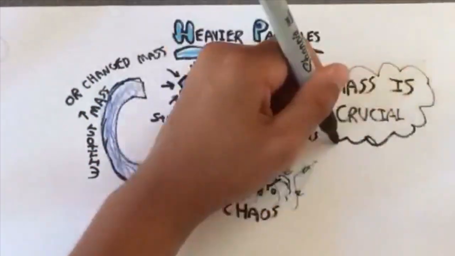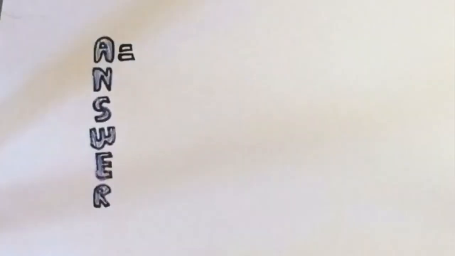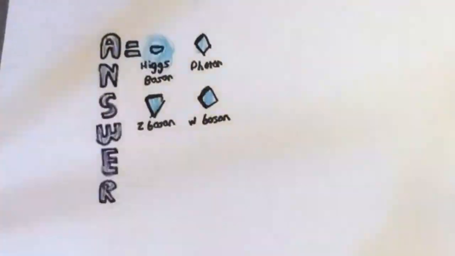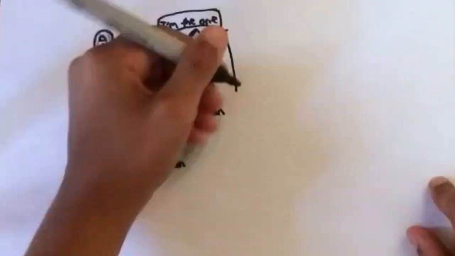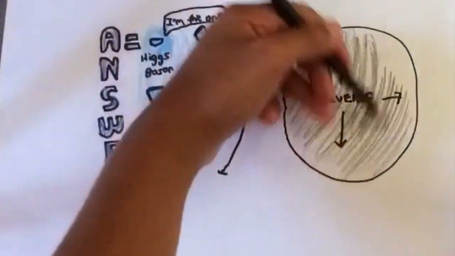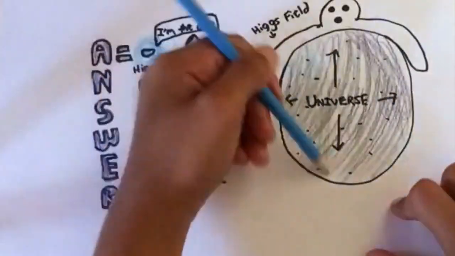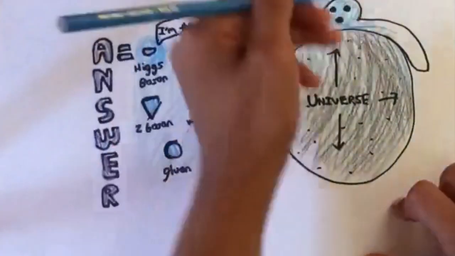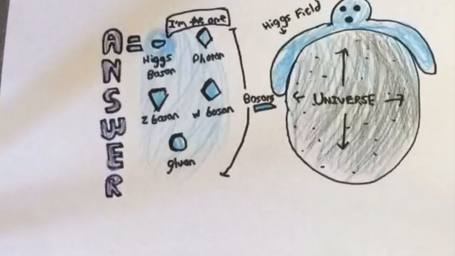So what gives these particles their mass in the first place? The answer to this massive question is the Higgs boson. Like all bosons, the Higgs boson creates a field. In this case, the Higgs field. This field spans across the entire known universe, engulfing every particle within it.